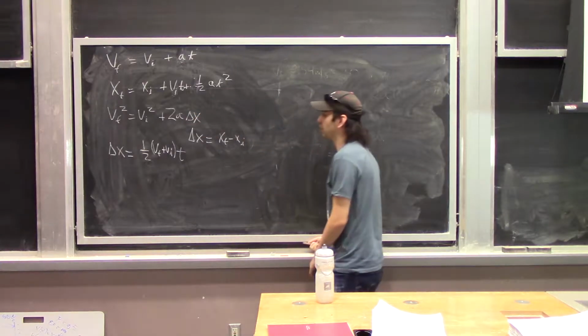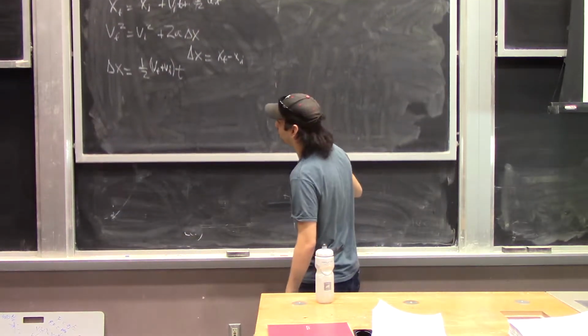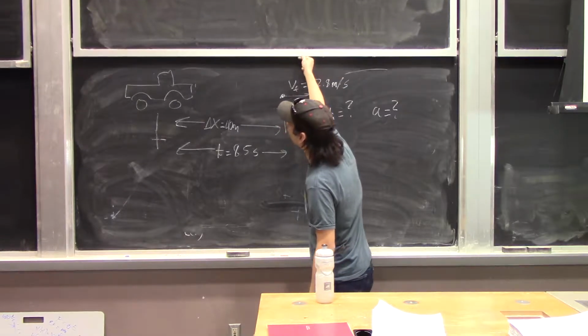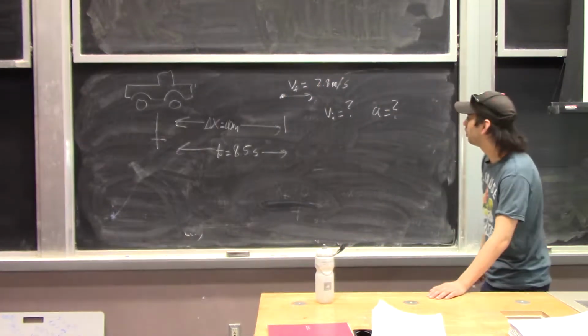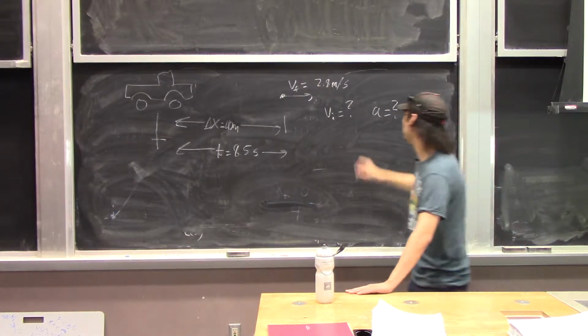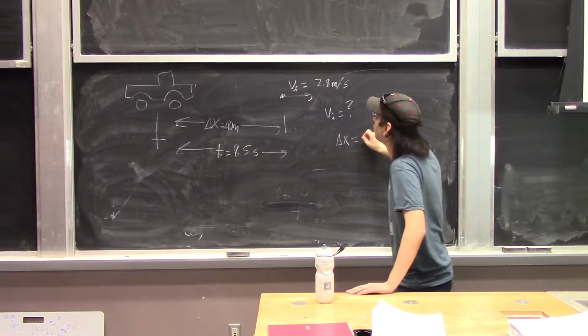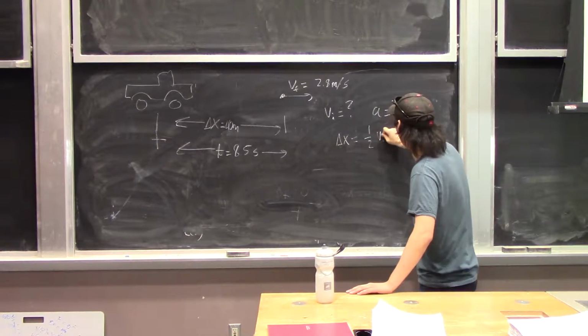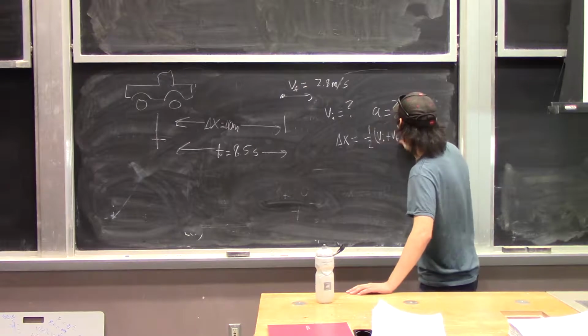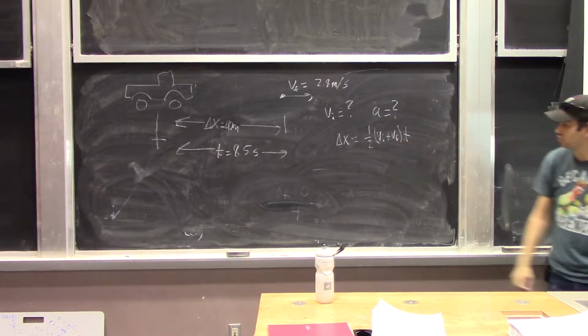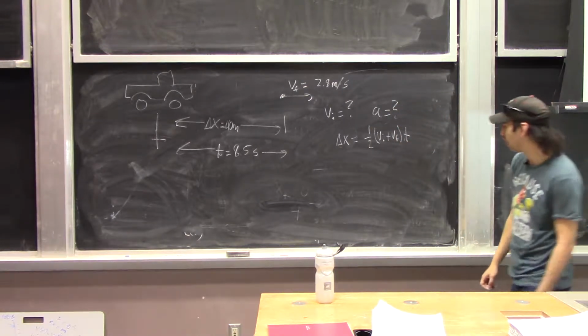So the only equation that I can actually use is the last one that relates delta x, vf, vi, and t. When I look at this equation, I can say that delta x is going to be equal to 1/2 (vi plus vf) times t. And what we want to do is solve for vi.